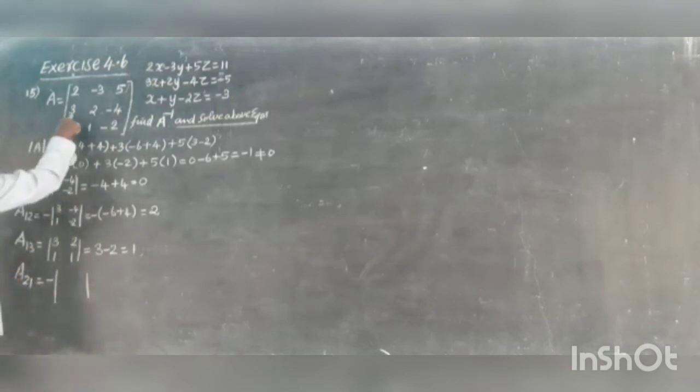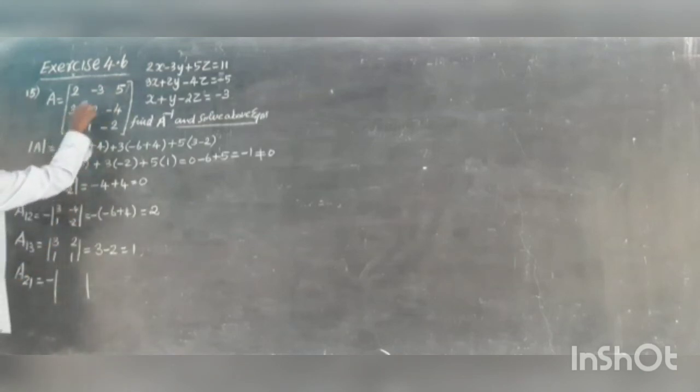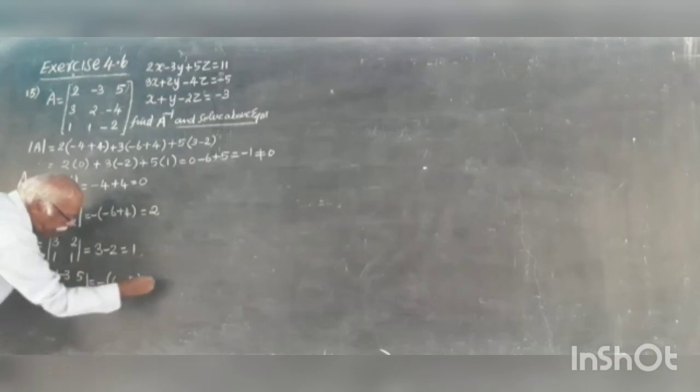Then A21 is minus the minor: 3 5 2 minus 4 is minus 3 5 1 minus 2, equal to 3 minus 6 plus 6 minus 5, equal to 6 minus 5, 1 minus 1, 6 minus 5 minus 1.